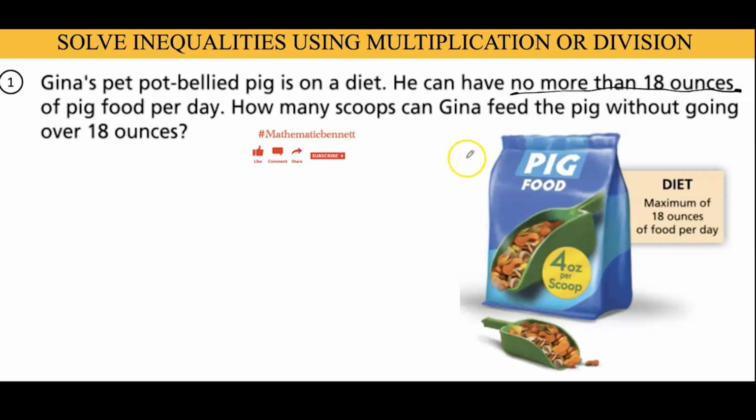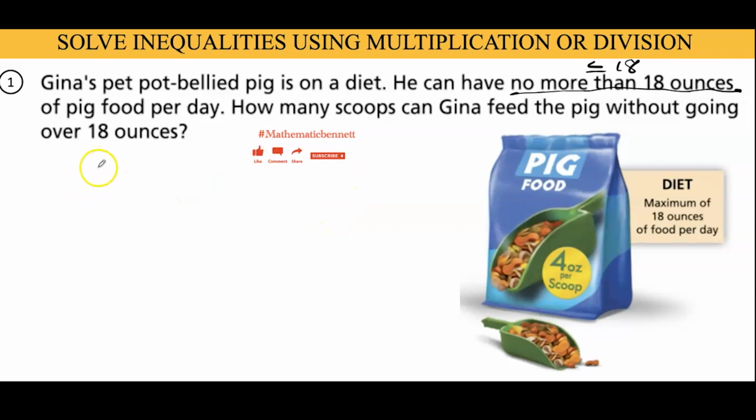So if it is no more than 18 ounces, we know that he can have 18 or less. So the sign that we use is less than or equal to 18. That's the inequality we would use to represent that statement right there. How many scoops can Gina feed the pig without going over 18 ounces?